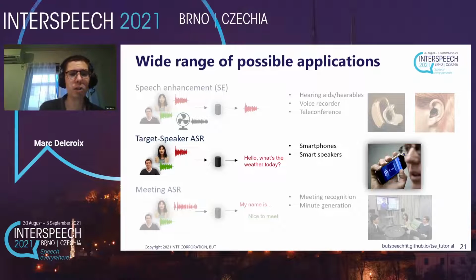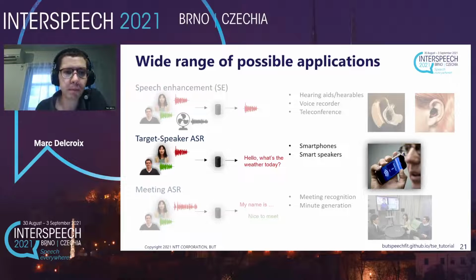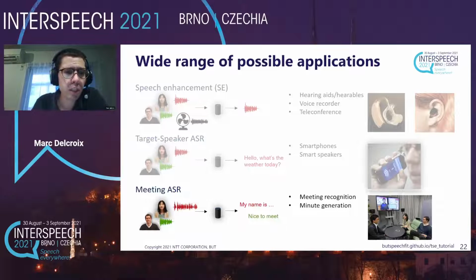The other type of application is for smartphones or smart speakers. And again, if we record the voice of, for example, the owner of the device, the person of interest, then the device will respond only to the commands spoken by that speaker. And finally, at the end of the presentation, we will see that these ideas can also be applied to meeting ASR, where we want to transcribe the speech of all the participants in a mixture. And it can be helpful to have the speaker clues to achieve that.